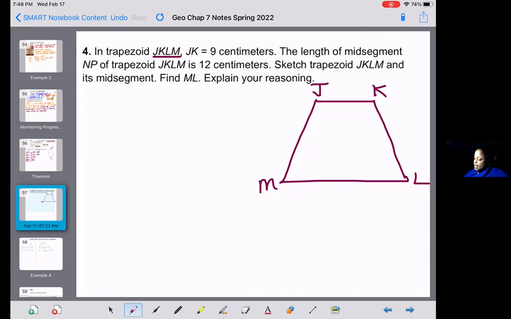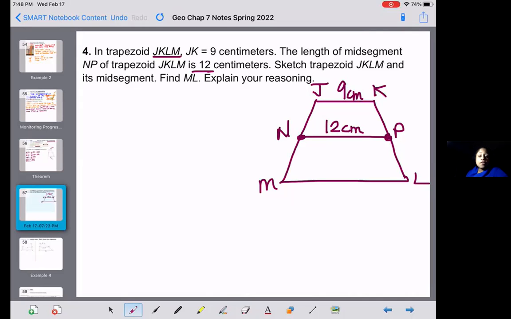All right, so JK is 9 centimeters. The length of mid-segment NP. Okay, so our mid-segment is NP, because it tells us that, is 12. Sketch the trapezoid, we did that, and its mid-segment, we did that, find ML.